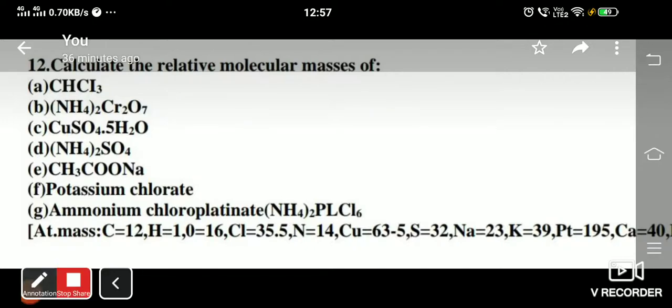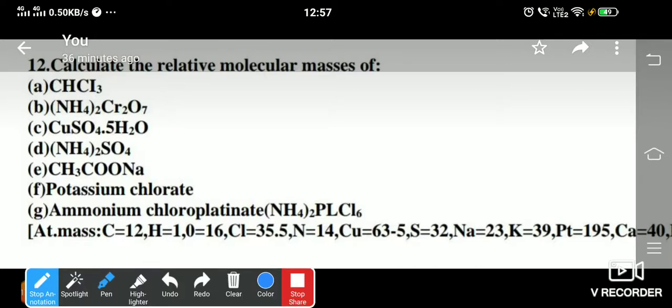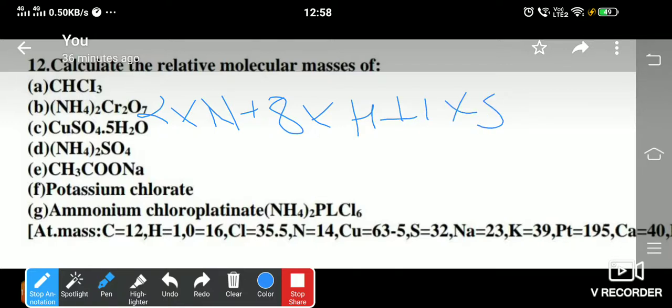Now let's solve the next question. The next question was (NH4)2SO4. Now it will be 2 into N. I believe most of you can do it now. Plus 8 into H plus 1 into S. It is easier. Once you have solved the second question, you can easily solve it. Plus 4 into O. Now again, here you have to substitute the symbols with their atomic mass numbers.